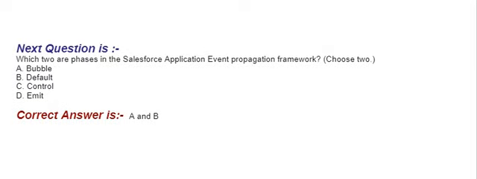Next question is, which two are phases in the Salesforce application event propagation framework? Choose two. Option A, Bubble. Option B, Default. Option C, Control. Option D, Emit. Correct answer is option A and B.